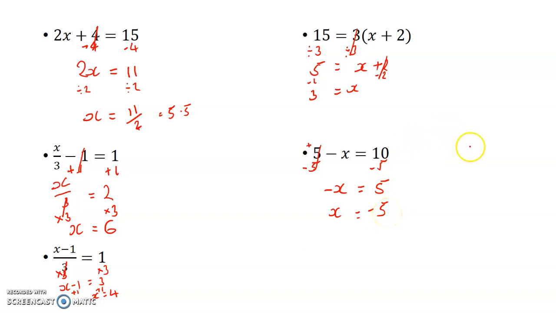Again, you can go back and double check and see if you're right. 5 take away negative 5 equals 10. Take away a negative is the same as plus, so 5 plus 5 equals 10. 10 equals 10.